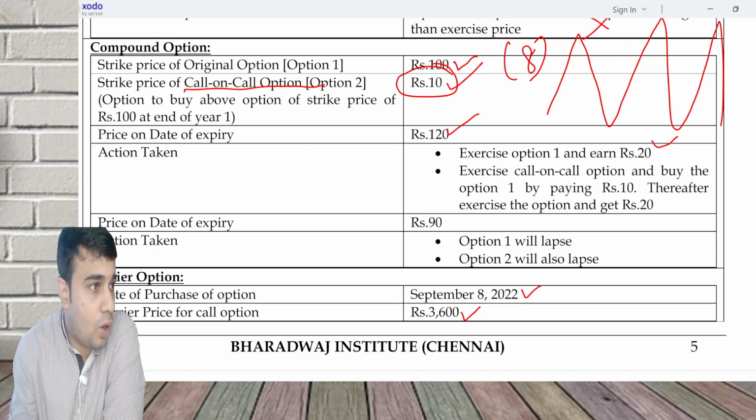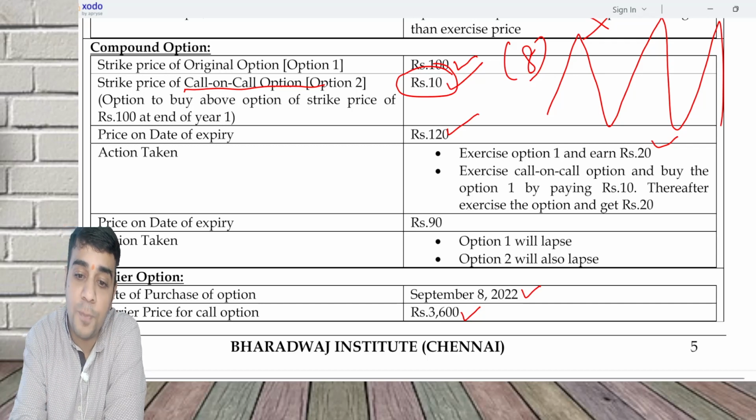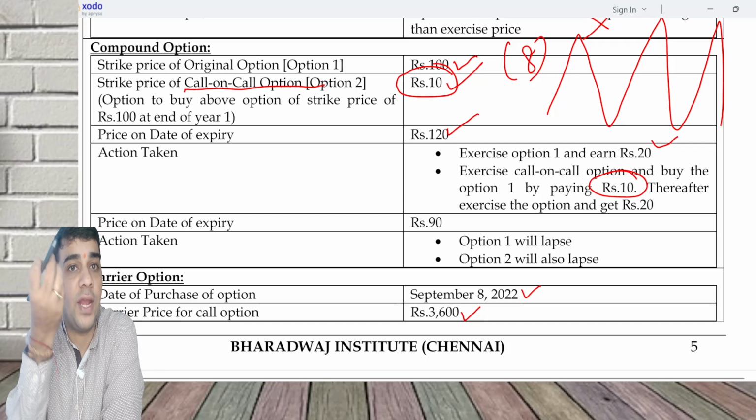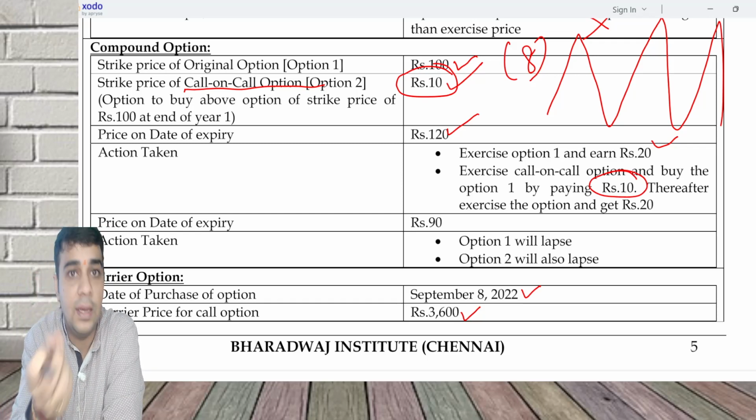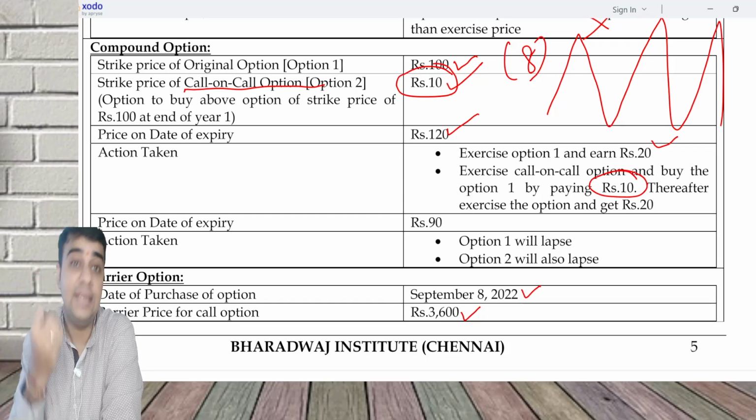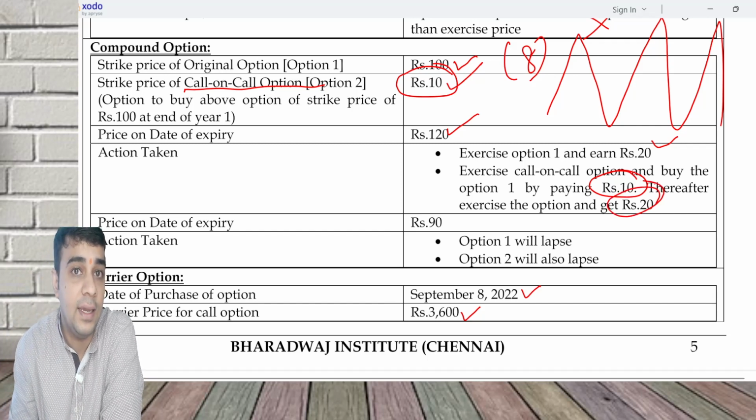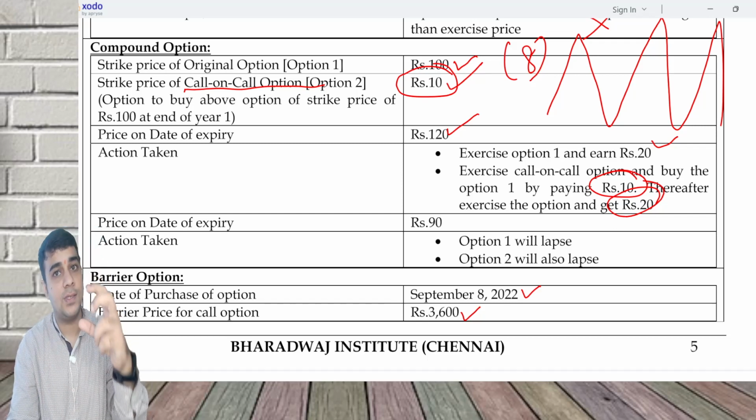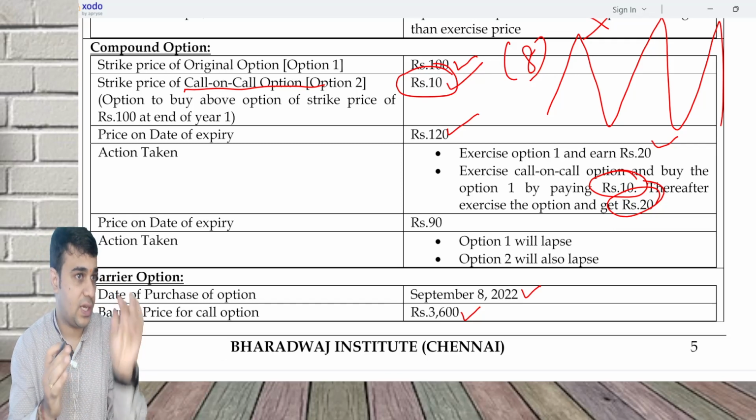Exercise call on call option. Buy the option 1 by paying 10 rupees. That is, you're exercising your call on call option, paying 10 rupees, getting that option and immediately exercising it and earning 20 rupees.